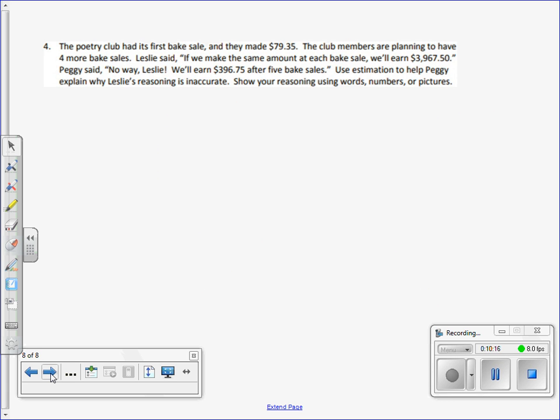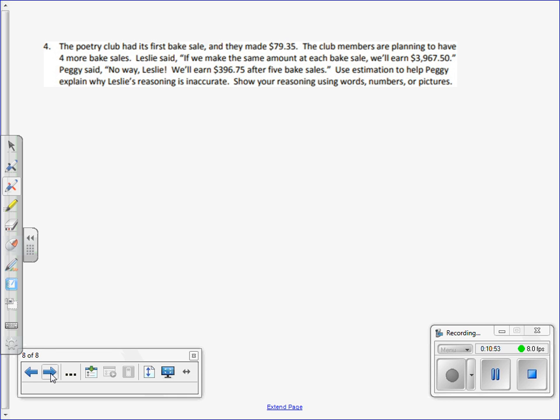And the last one that we have says the Poetry Club had its first bake sale and they made $79.35. The club members are planning to have 4 more bake sales. Leslie says if we make the same amount at each bake sale, we'll earn $3,967.50. Peggy said, no way, Leslie. We'll earn $396.75 after 5 bake sales. Use estimation to help Peggy explain why Leslie's reasoning is inaccurate.